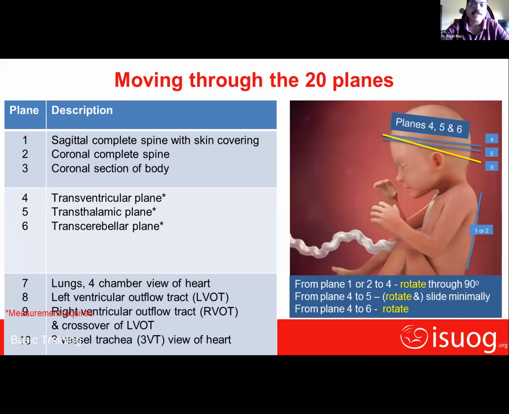Then we are coming to the second anatomical area, that is the head. That is planes 4, 5, and 6. So we were here, at 1 or 2. Then we are moving to the head.